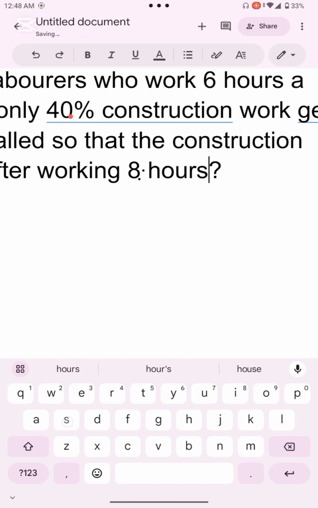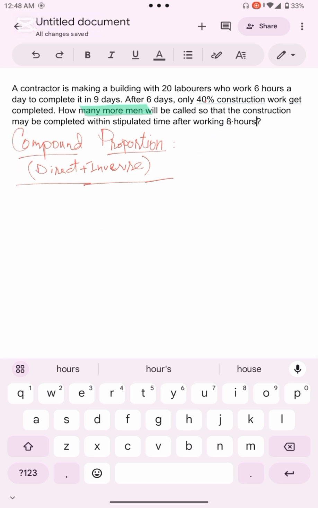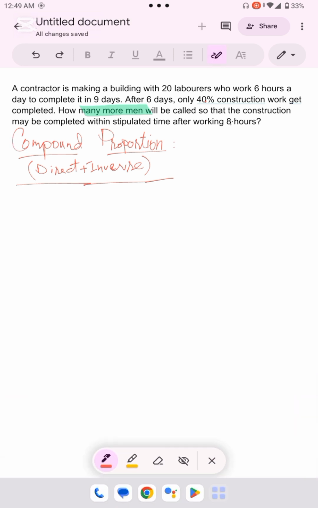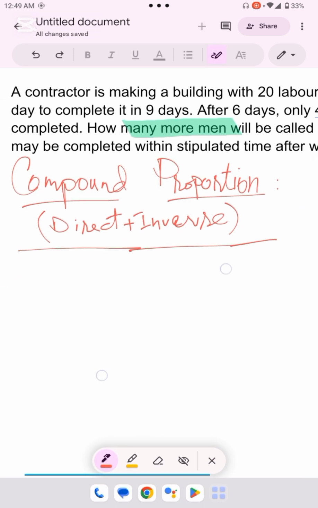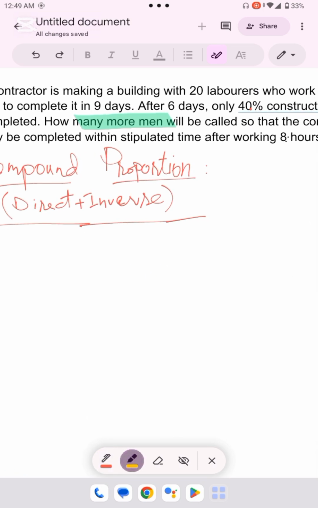So the laborers will work 8 hours a day now. They will work 8 hours in one day, but because they have only 3 days left, more men will also be called. How many more men will be called? We don't know. To get that, we need to find out what is required in this case.